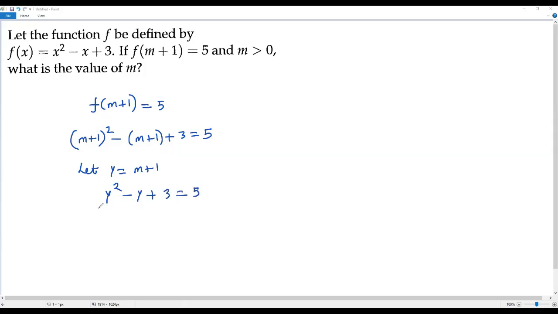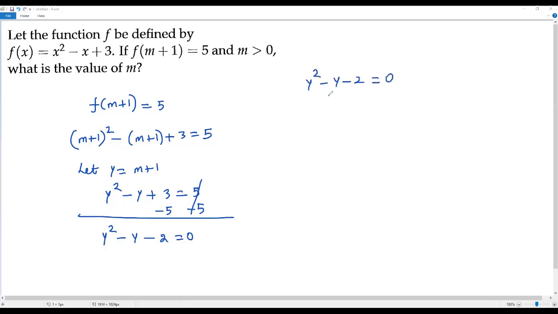Now to solve for y, I have to write this quadratic equation in standard form, which is ax² + bx + c = 0. For that, I have to make the right side 0, but here the right side is 5. So I subtract 5 from both sides. The positive 5 and negative 5 cancel, and combining 3 and −5 gives −2. Let me write the equation: y² − y − 2 = 0.